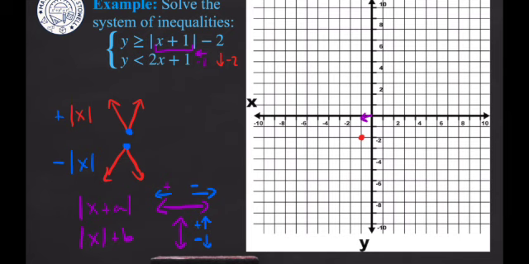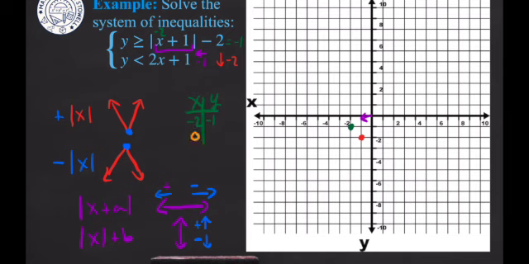Now we have to just plug in a few points. Just plug in 2 points that are around this vertex. So let's plug in negative 2, and let's plug in 0 for the x. If x was negative 2, this would end up being negative 2 plus 1, which would be negative 1. Absolute value of negative 1 is positive 1. Then we have 1 minus 2, which is going to give us negative 1. So at negative 2, we are at negative 1.